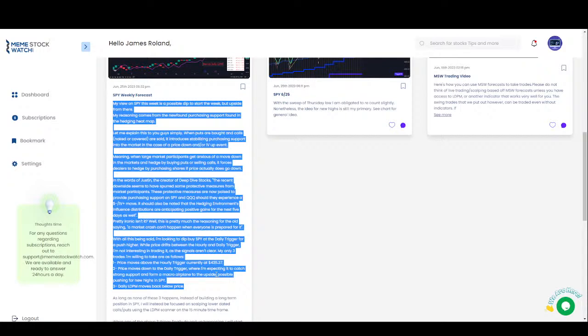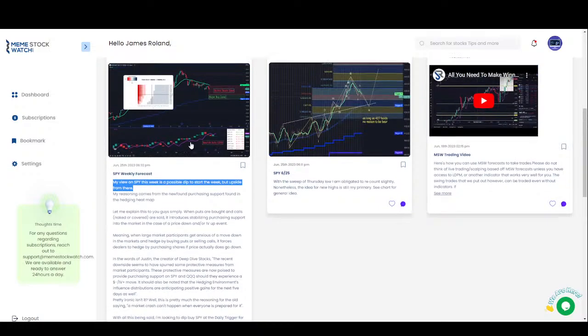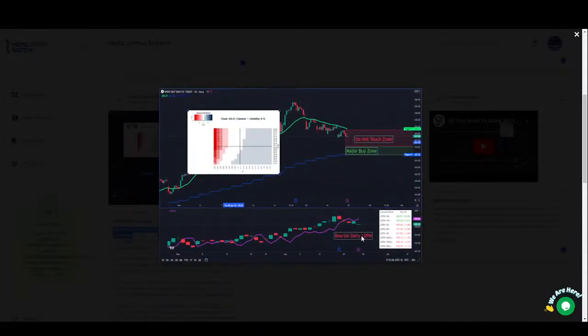The funniest thing was that on Sunday night, because I wrote in my forecast, my view on SPY this week is a possible dip to start the week, but upside from there. And then I went into the entire reasoning. And I texted you, buy the effing dip. That's why I texted you on Sunday night, because we knew the Monday dip was coming because of the bearish daily LDPM.